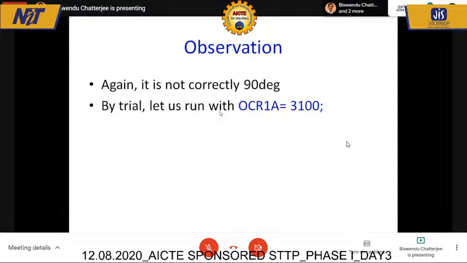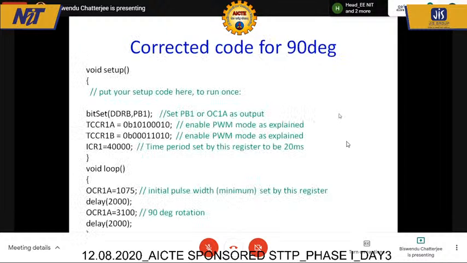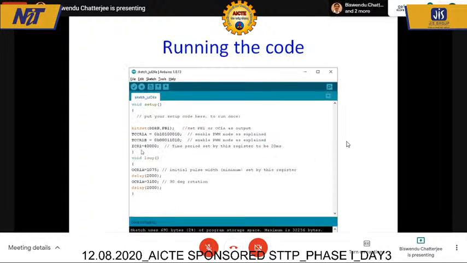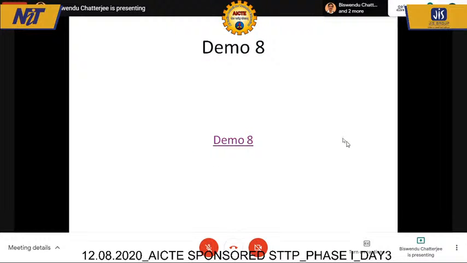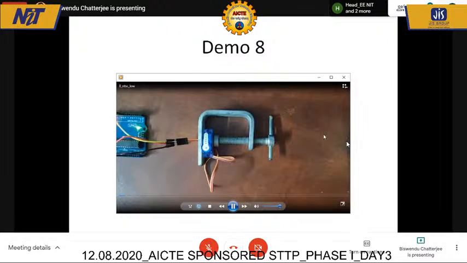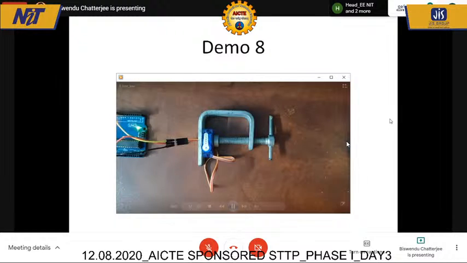Let us try by trial. Let us run with OCR1A equal to 3100. So I have changed only this value to 3100. Paste the code and upload again with 3100. In video it will look the same, but it is now exactly 90 degree.